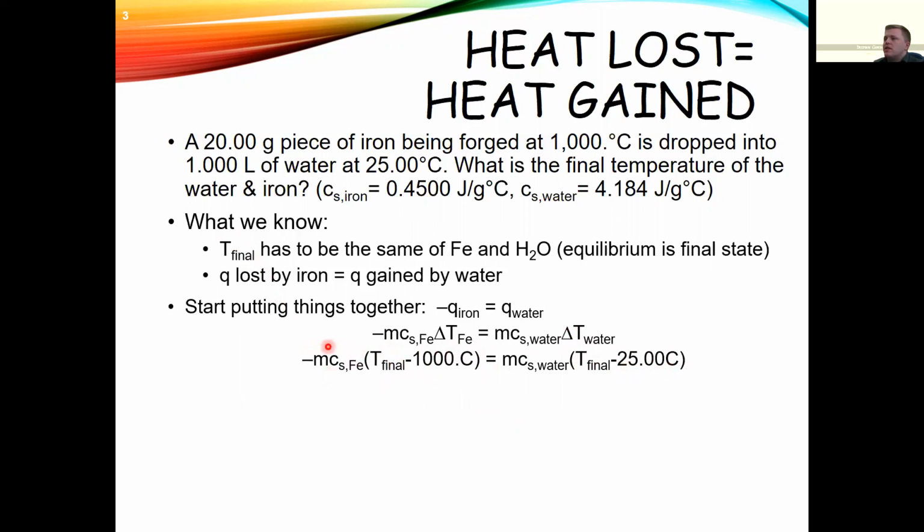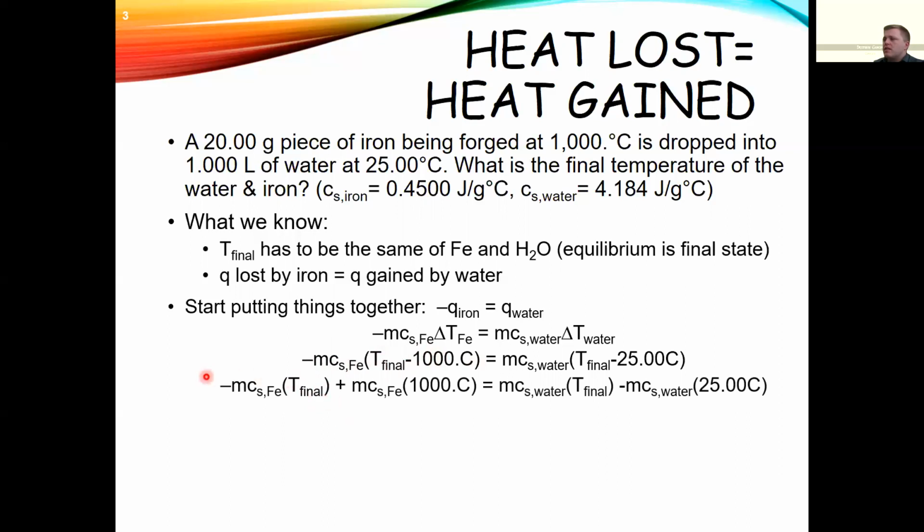Now we have all these other values. We know the mass of the iron, the heat capacity of the iron. We know those values for water. So we're going to need to solve for our final temperature. And the way we're going to do that is we're going to have to distribute the things outside the parentheses to inside the parentheses. That means I'm going to have to multiply my MC times my T and my MC times 1000. So it'll look like this.